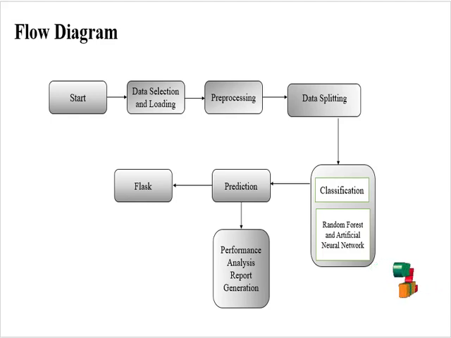We have used two algorithms, one is random forest and another one is artificial neural network. And then prediction: in that prediction we are going to check the algorithm performance, and then by giving a random input we are going to predict the credit card score level. After that we are going to deploy it as a web application by using Flask.